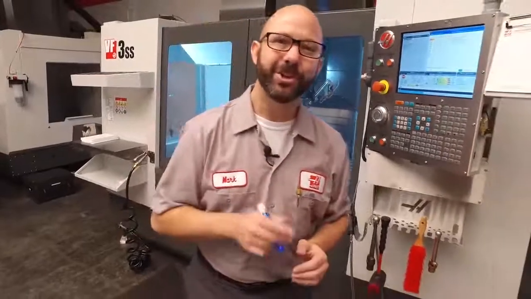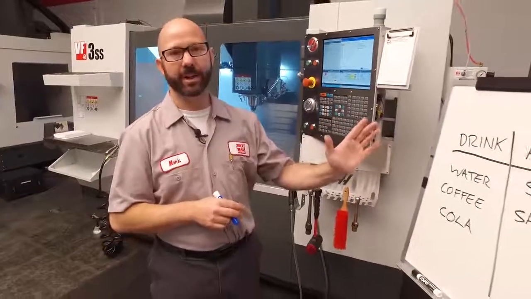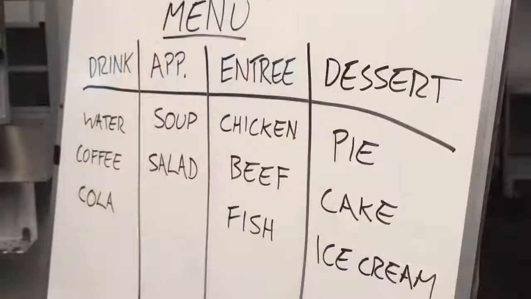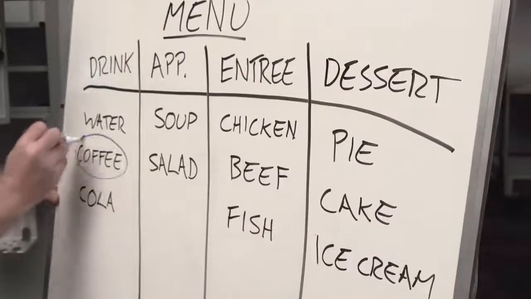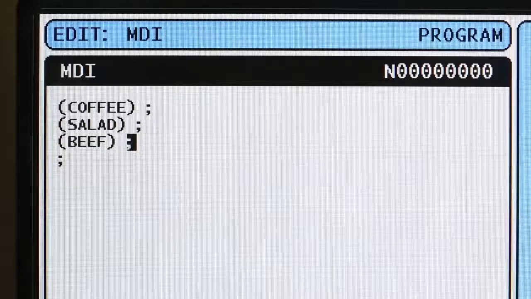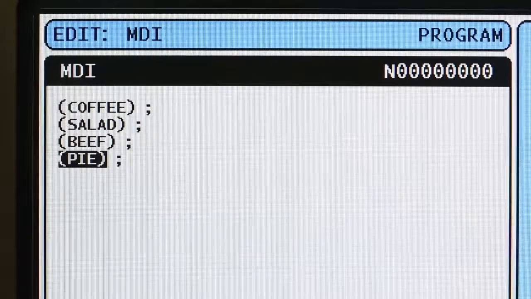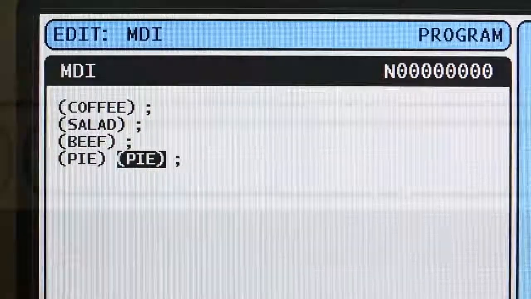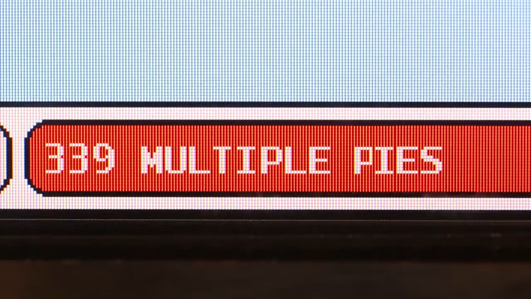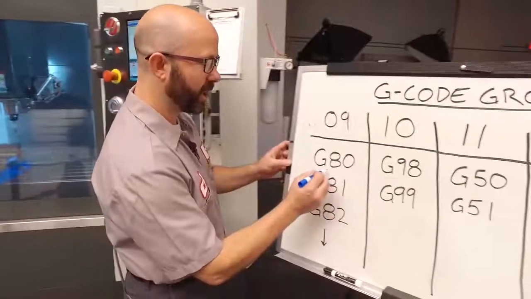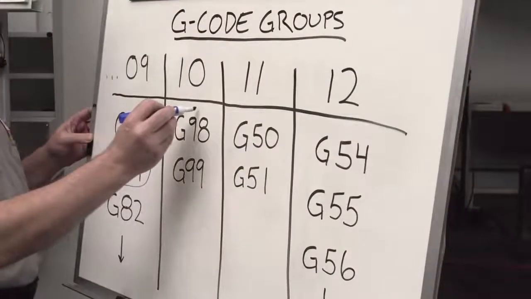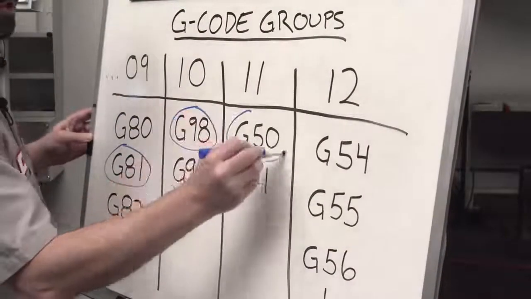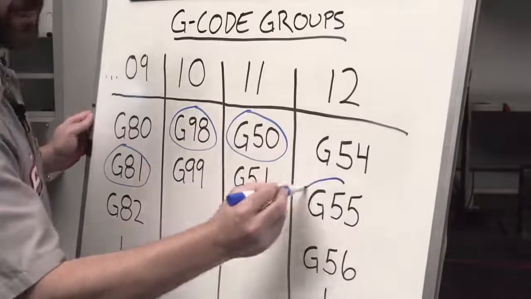Now you can think about G-code like items on a restaurant's menu, where for one low price, you can get one item from each category, from each group. Now, I'm going to get the coffee, a salad, the beef, and pie. You cannot have two pieces of pie. Now when writing a CNC program, I can choose, at most, one G-code from each group. If I try and select more than one G-code from each group, I'm going to get an alarm.